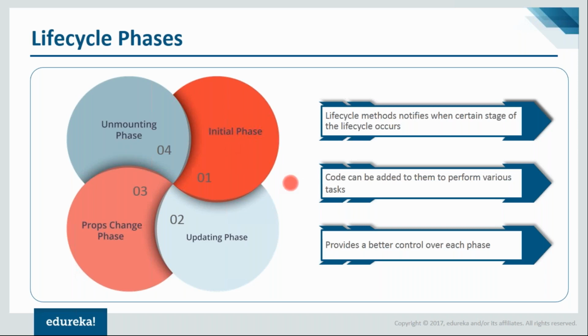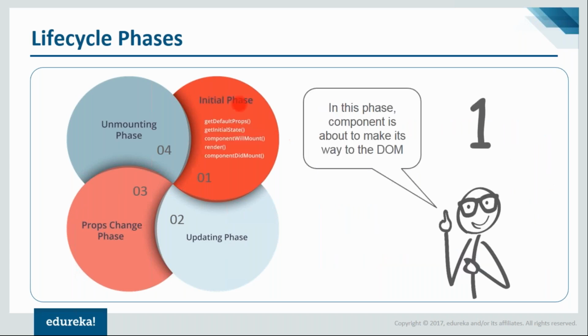This lifecycle phase basically represents the different phases your component will pass through over its lifetime. Okay, during its lifetime, what are the different phases it will fall under? That's what I'm going to explain over here. Starting with the first phase, in the initial phase, the component is just about to make its way to the DOM. It has just been invoked, but it has not been passed on to the DOM. Okay, and this phase has 5 important methods.